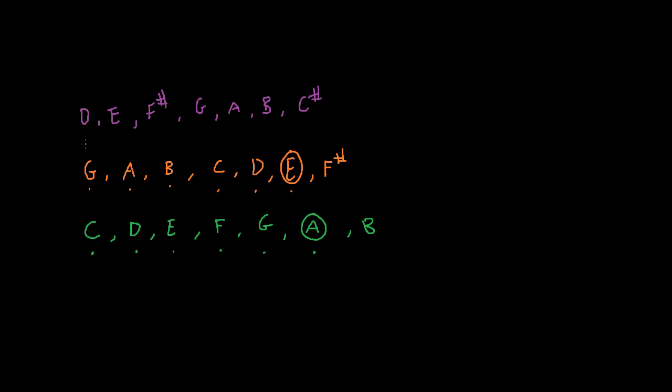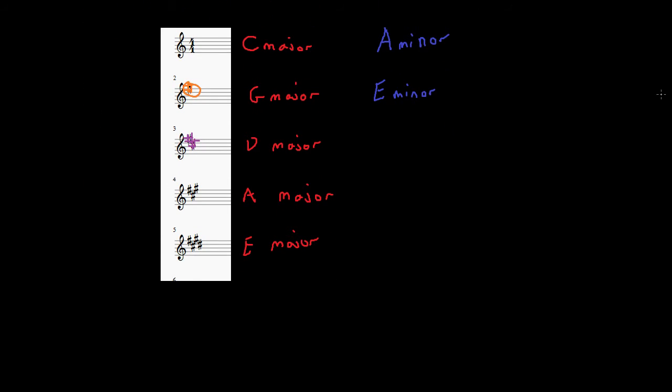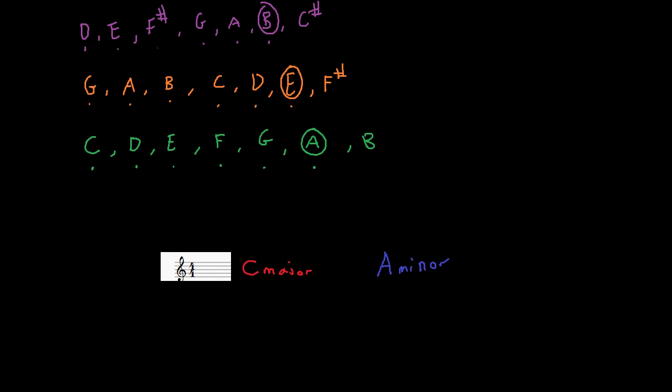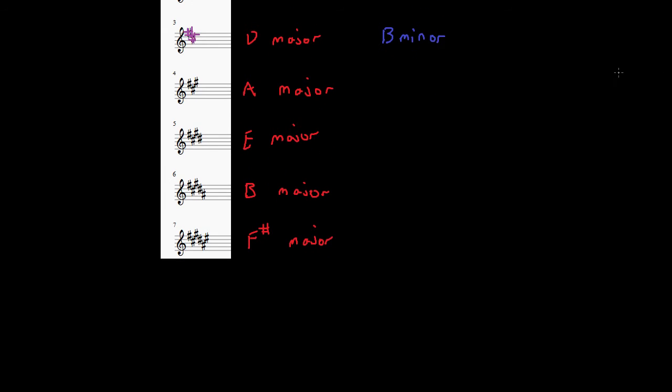Now if we want to find out the relative minor of D, we do the exact same process. We just count up to the sixth note. So 1, 2, 3, 4, 5, and 6. So our relative minor of D is B minor, as you can see from up here. We circle a B. So it's B minor. And we can do this with any of the rest of them. I won't do them because it would take quite a long time, and I think the process is pretty clear at this point.